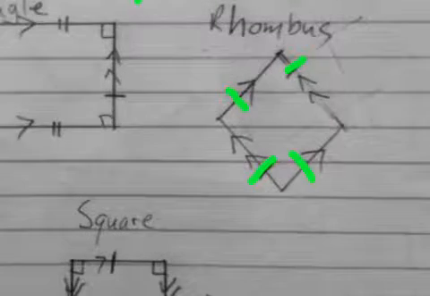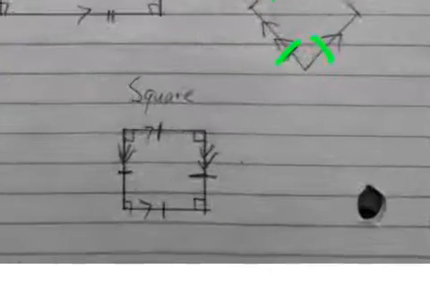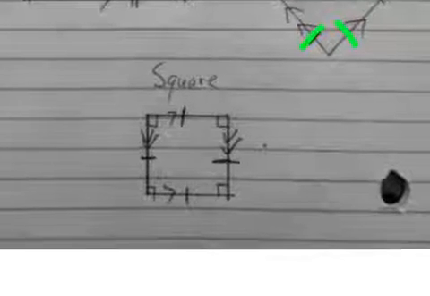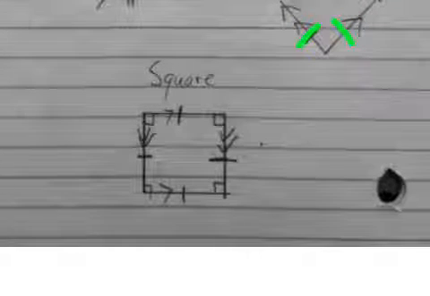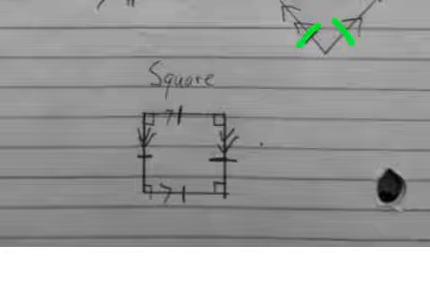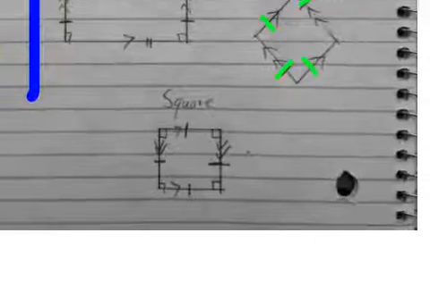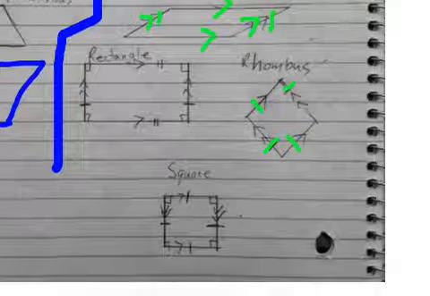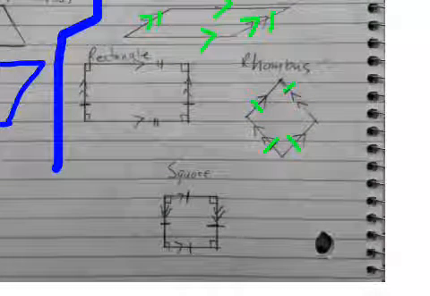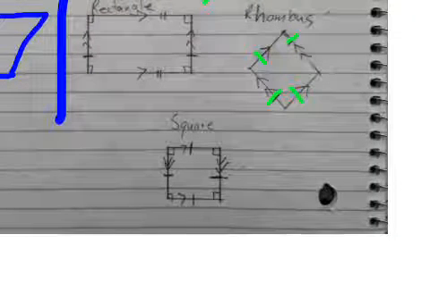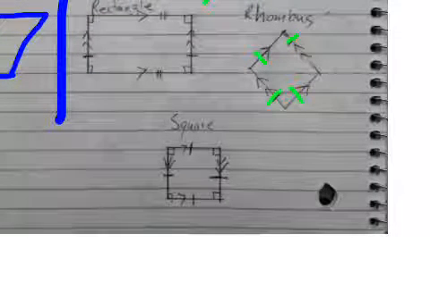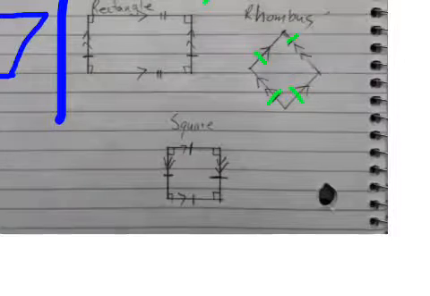And then the last parallelogram, and everybody's favorite, is the square. A square is a parallelogram with four 90-degree angles, but also four congruent sides. So basically, in a crazy way, it's parts of rectangle, parts of rhombus. It's a parallelogram with four 90-degree angles and four equal sides.